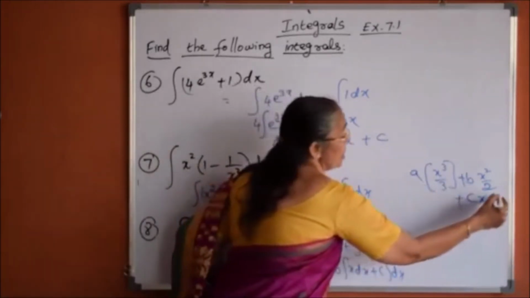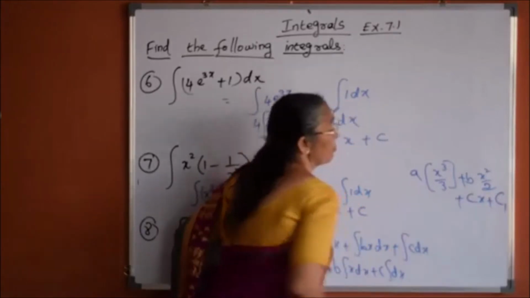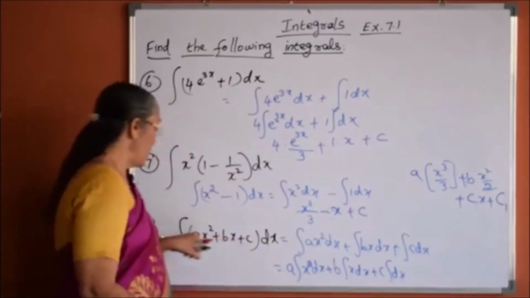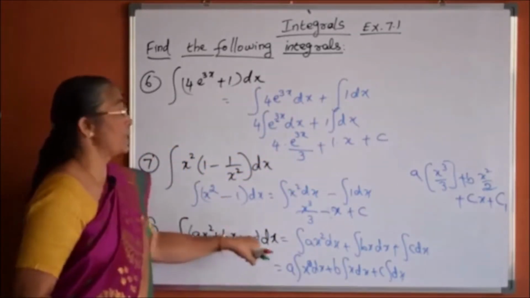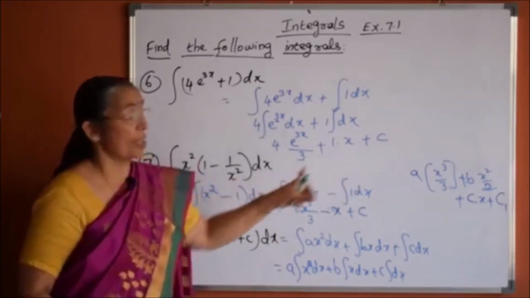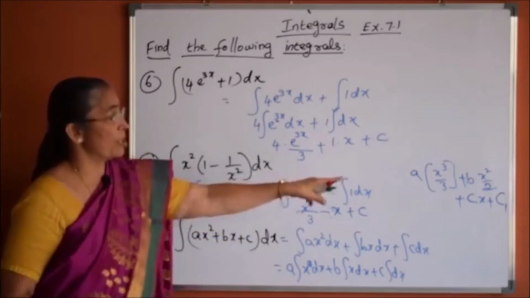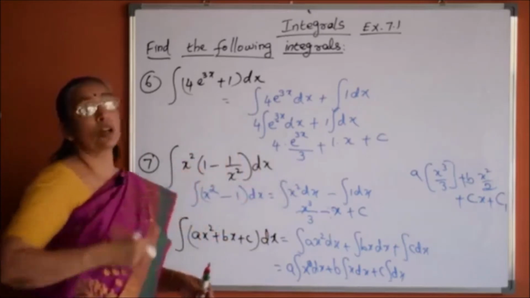Instead of using c here, we can use it as c1. So this is the answer for integration of ax square plus bx plus c dx, which is a by 3 of x cube plus b by 2 of x square plus cx plus some constant c1.